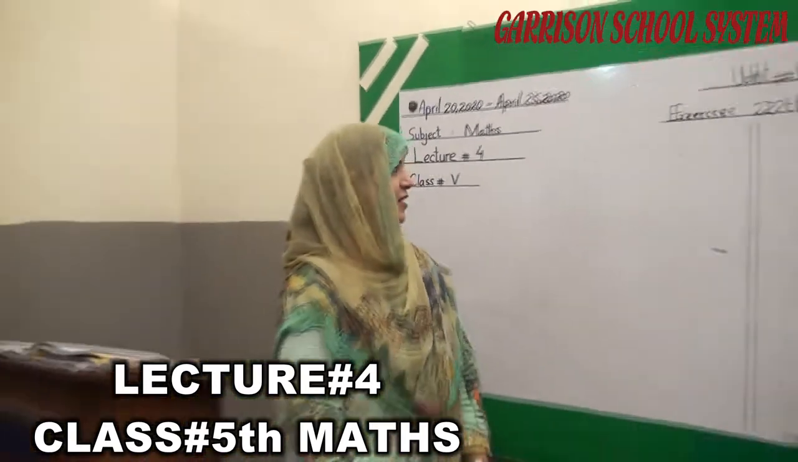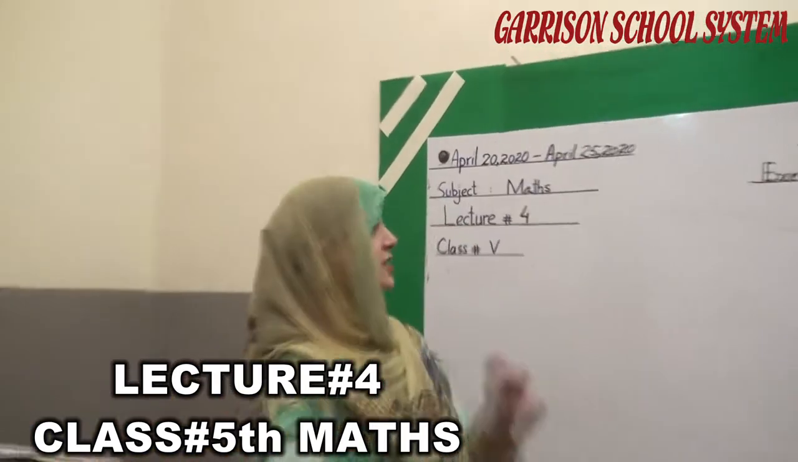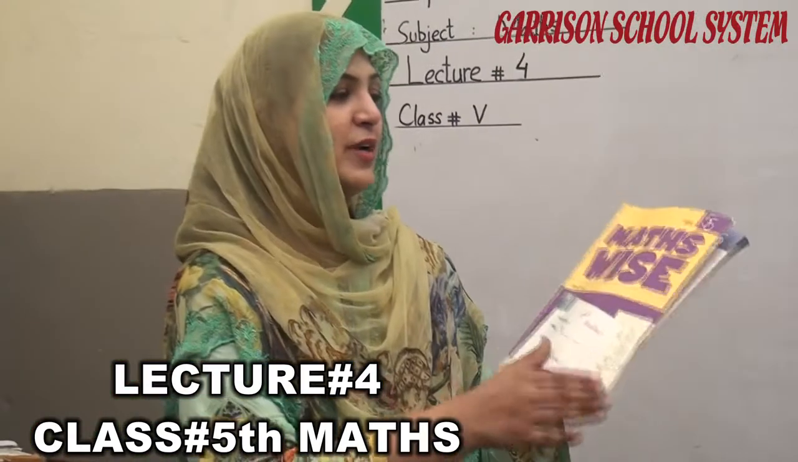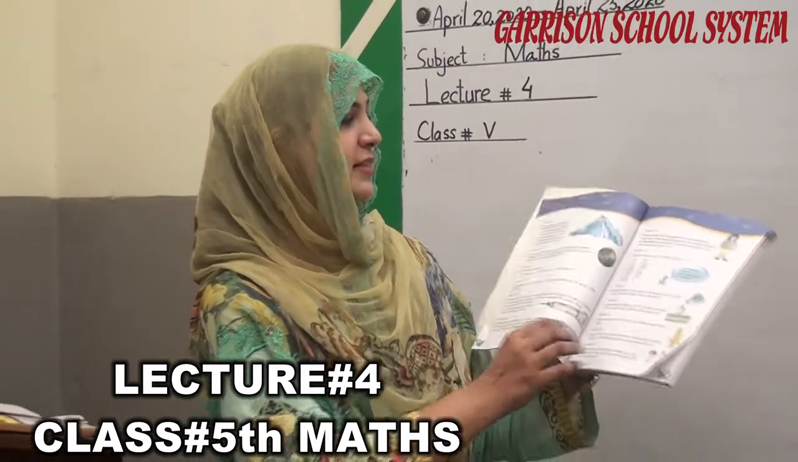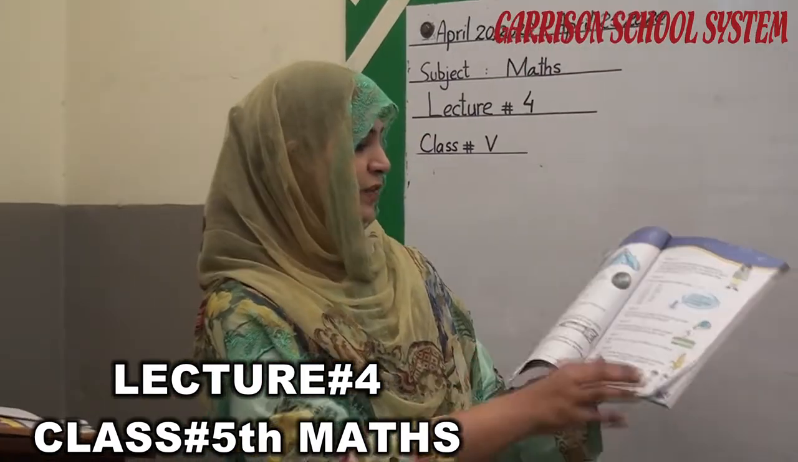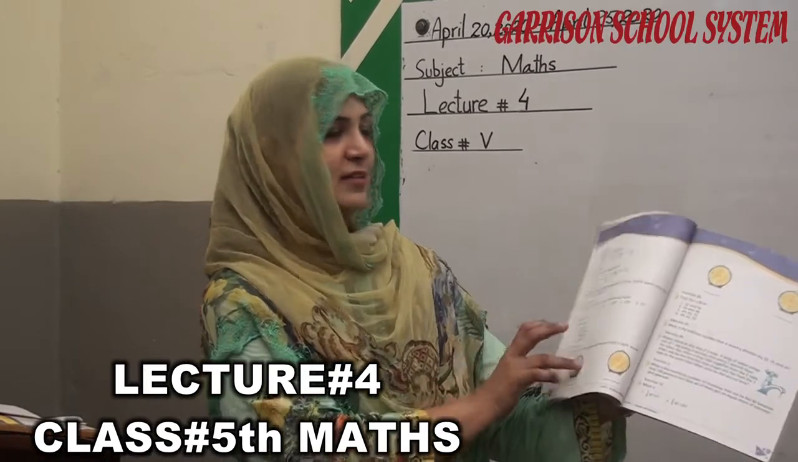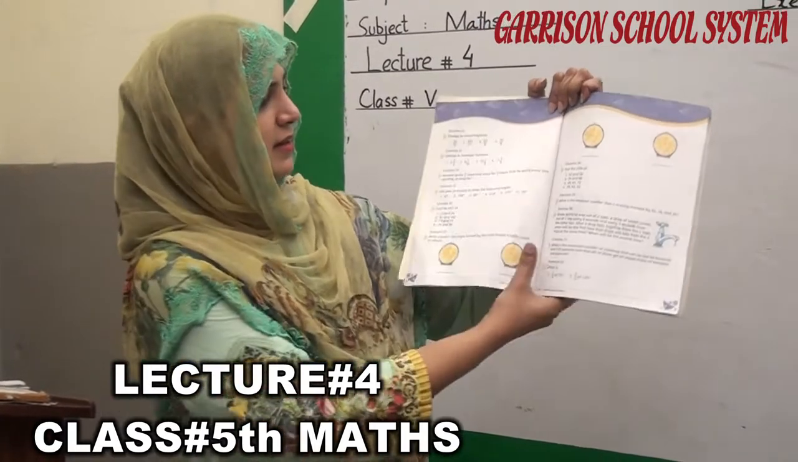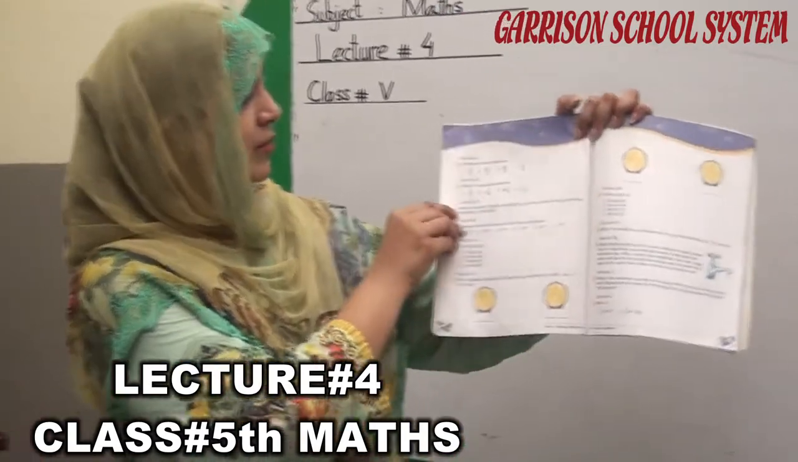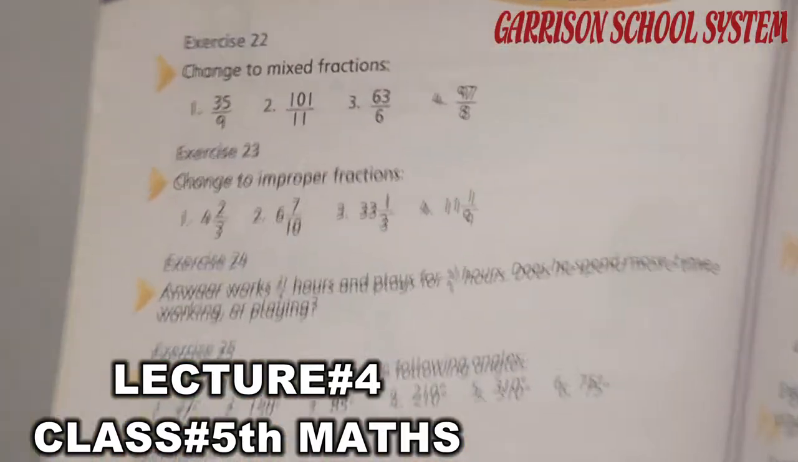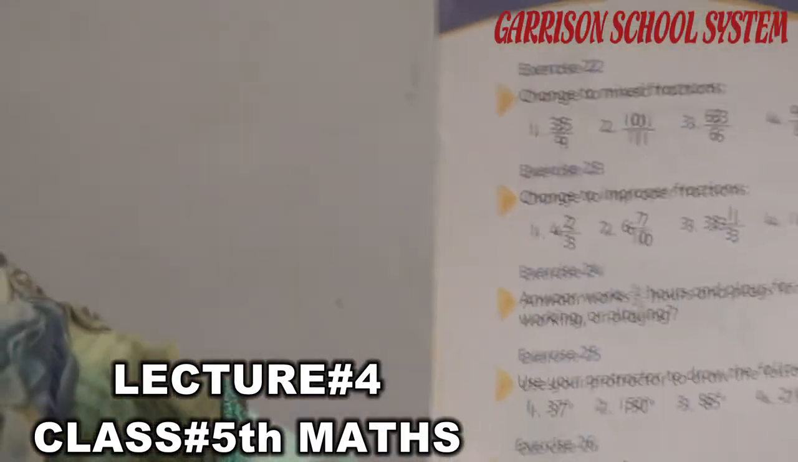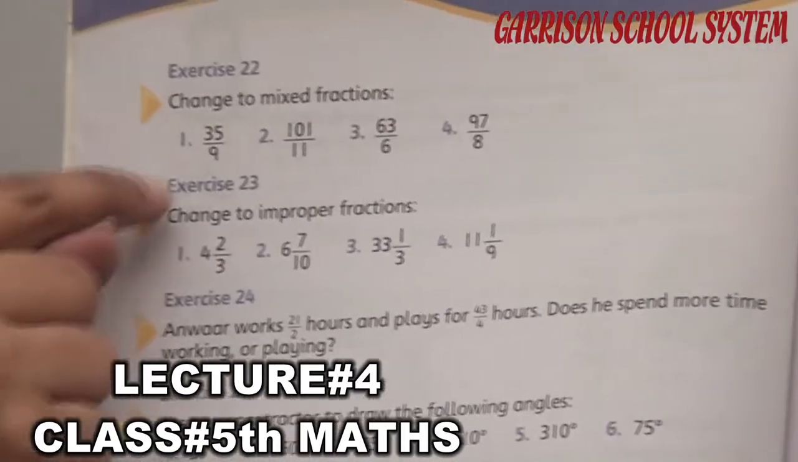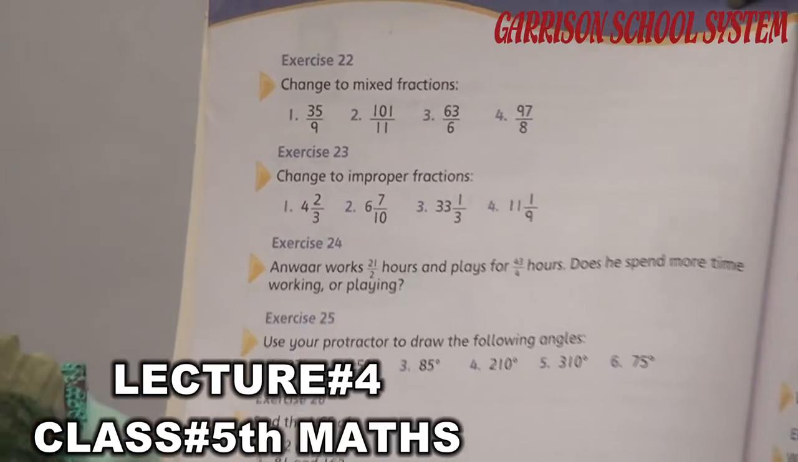Now this is our fourth lecture of class 5. This is the book of class 5, Maths Wise. So students, in the last lecture we have solved all the exercises from 11 to 21, and now we will learn the exercises from exercise number 22 to exercise number 33. Exercise number 22 is change the mixed number, and exercise number 23 is change to improper fraction.